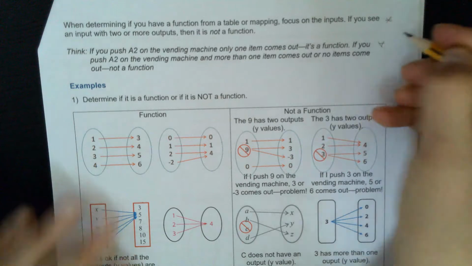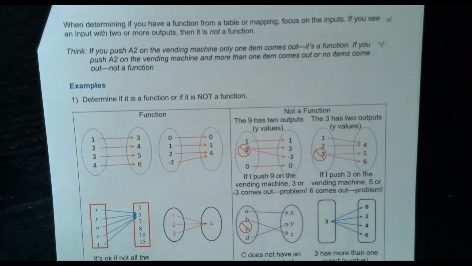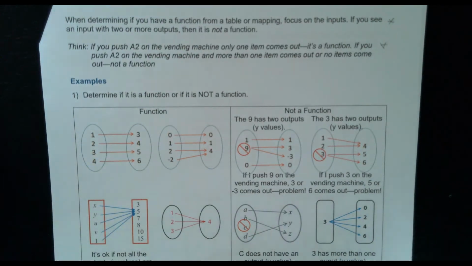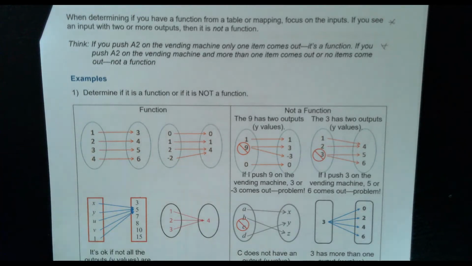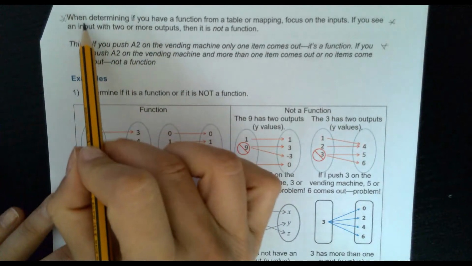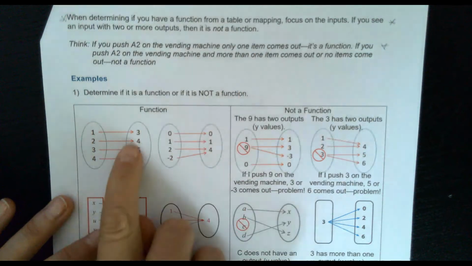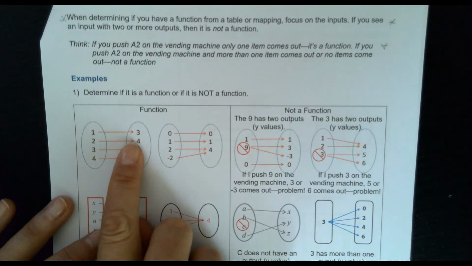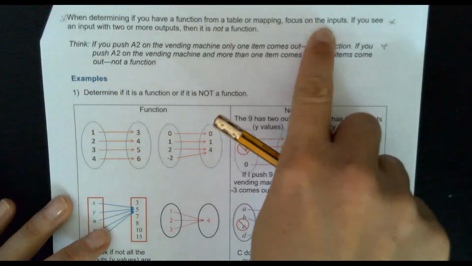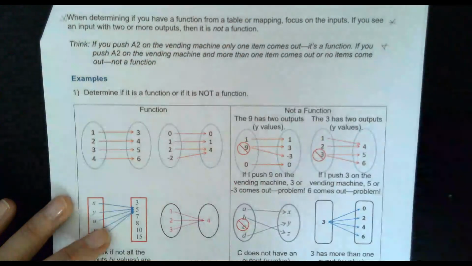So this is important right up here, these things. And I'm going to sort of read them because I want you to come back to them if you forget. If I give you a question that says, is it a function or not a function? This is what you have to remember what to do. When you're determining if you have a function from a table or mapping, so here's a mapping, only look at the inputs, focus on the inputs. And if you see an input with 2 or more outputs, it's not a function.